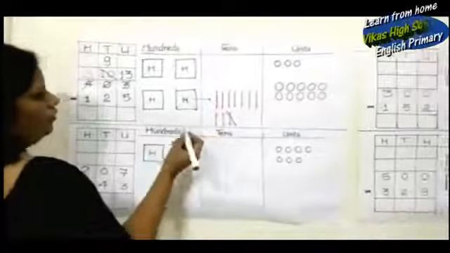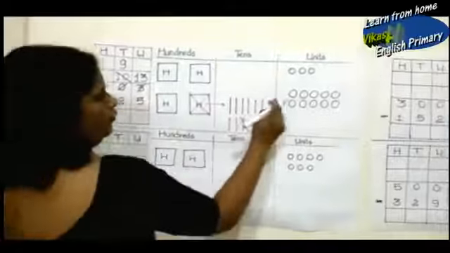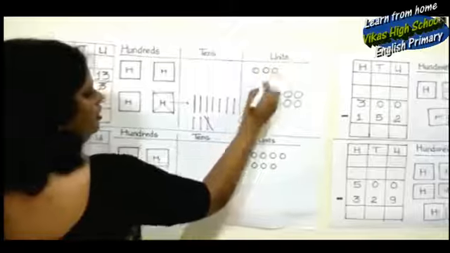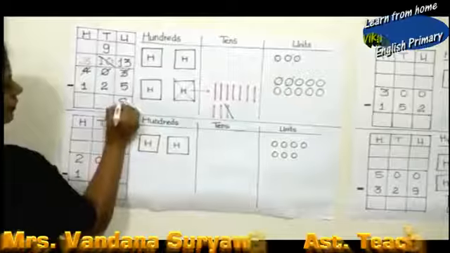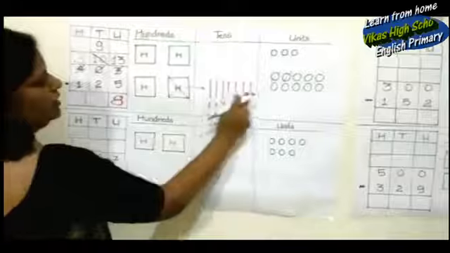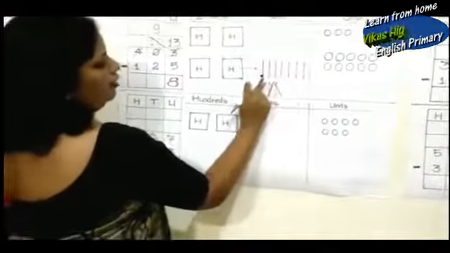So here from 13 we have to minus 5. 1, 2, 3, 4, 5. How many remain? 1, 2, 3, 4, 5, 6, 7, 8. 8 remaining. 8 units. Now 9 minus 2. From this 9 tens we have to minus 2 tens. So 1, 2. How many remain? 1, 2, 3, 4, 5, 6, 7. 7.